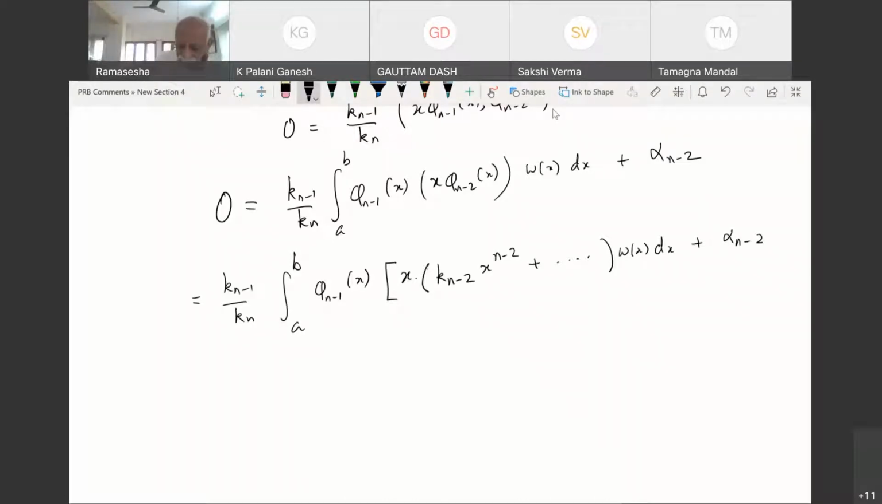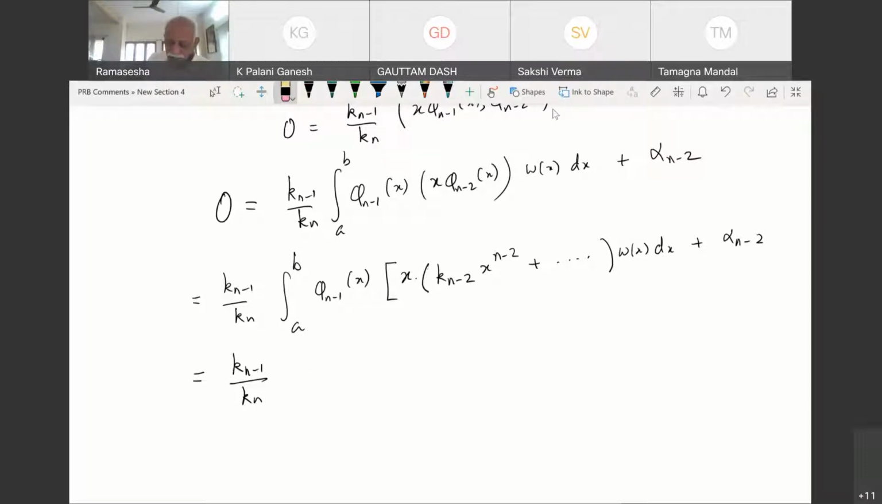Or I can write it as k. I also divide by Kn minus 2. I'm going to divide it by Kn minus 1 again, and multiply it by k. Once again, let me.